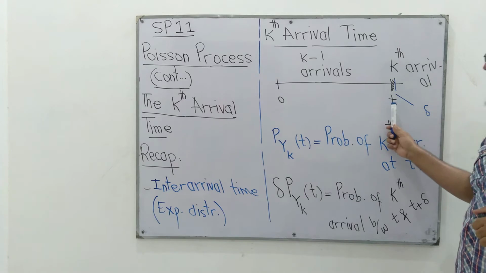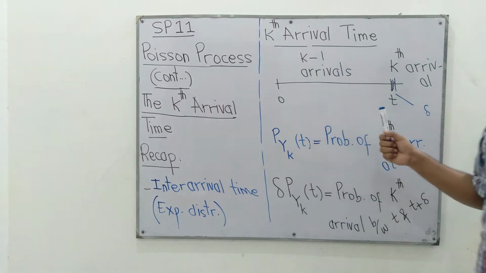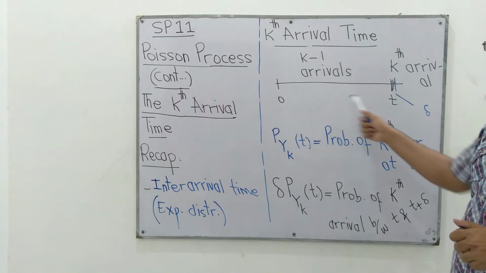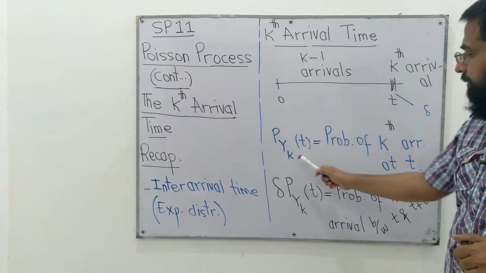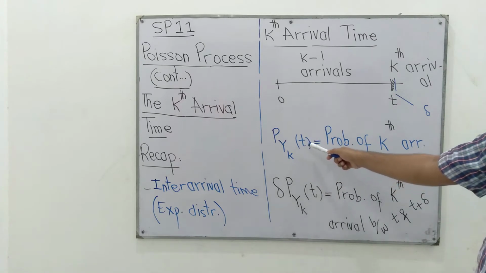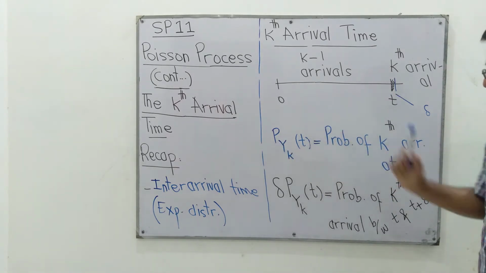This means that just before time t we have k minus 1 arrivals. Since these times are overlapping and we cannot have t minus 1 time, therefore we write the probability that the kth arrival happens at time t as f sub Y_k of t.